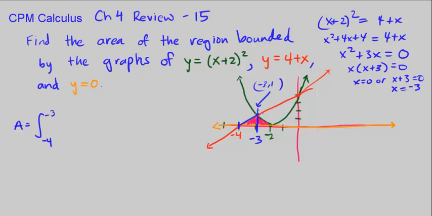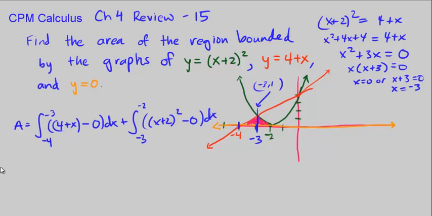And that's because the red graph is on top of the yellow graph. So it's 4 plus x minus, well, this bottom graph is just 0, dx, plus, over here, the area on the right side starts at -3 to -2, right? This is where it stops. And this time, the green graph is above the yellow graph. So it's going to be (x plus 2) squared minus 0 dx, right?